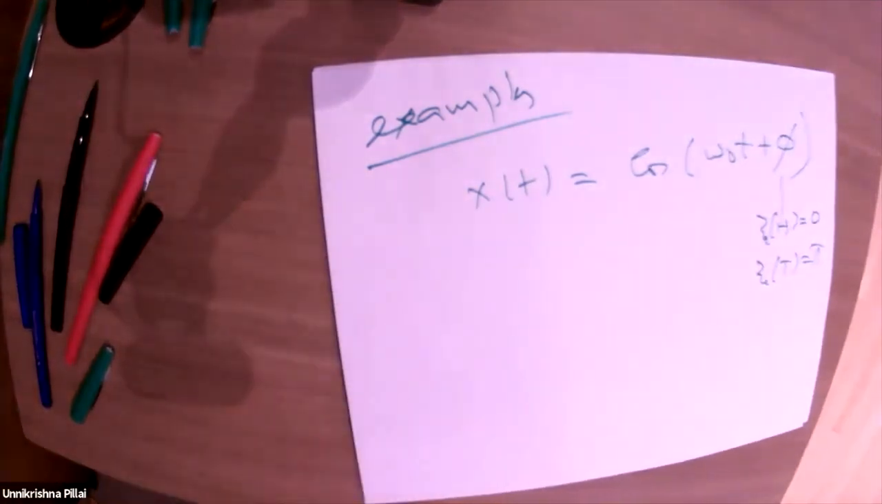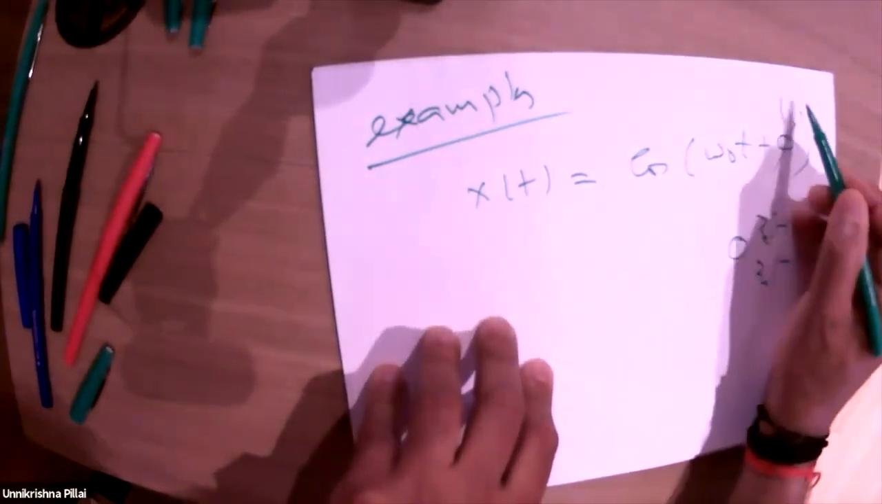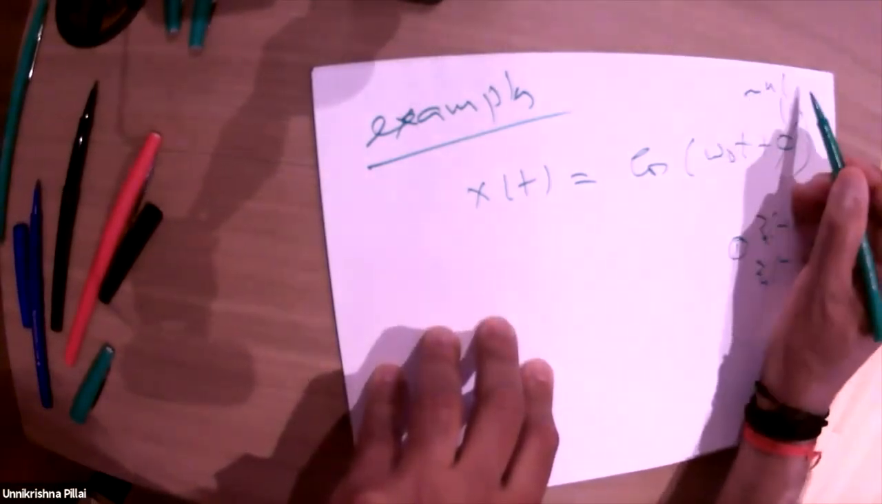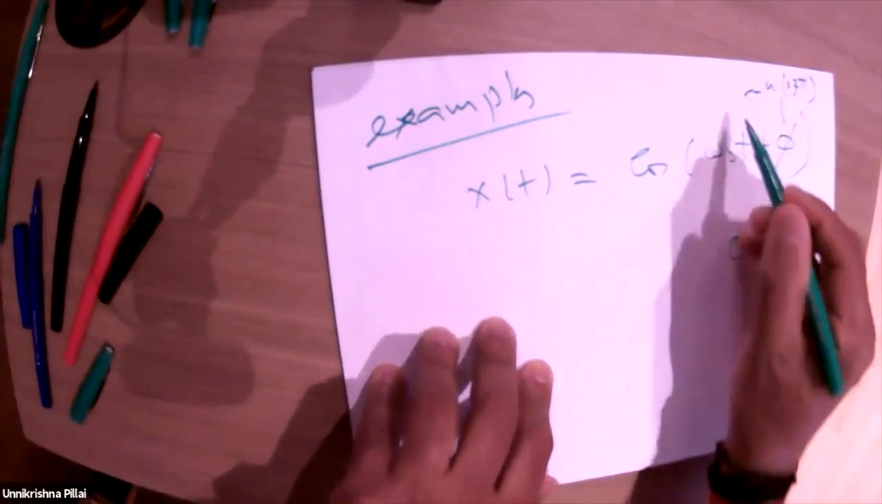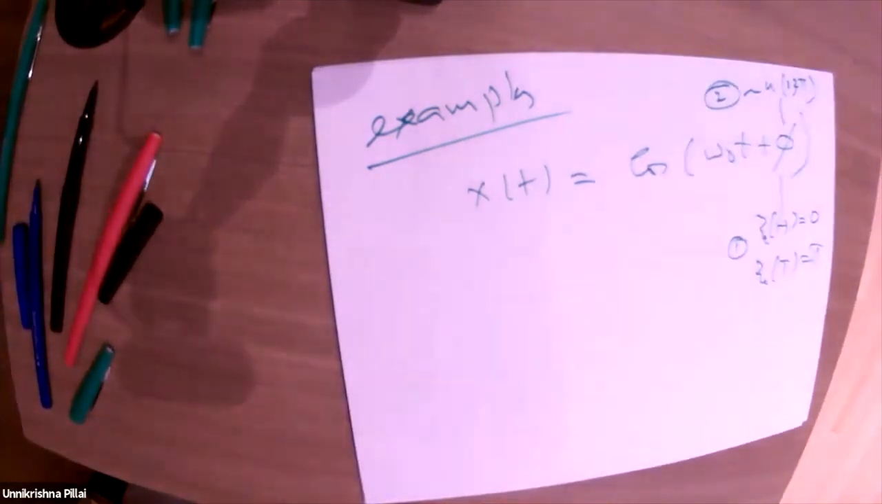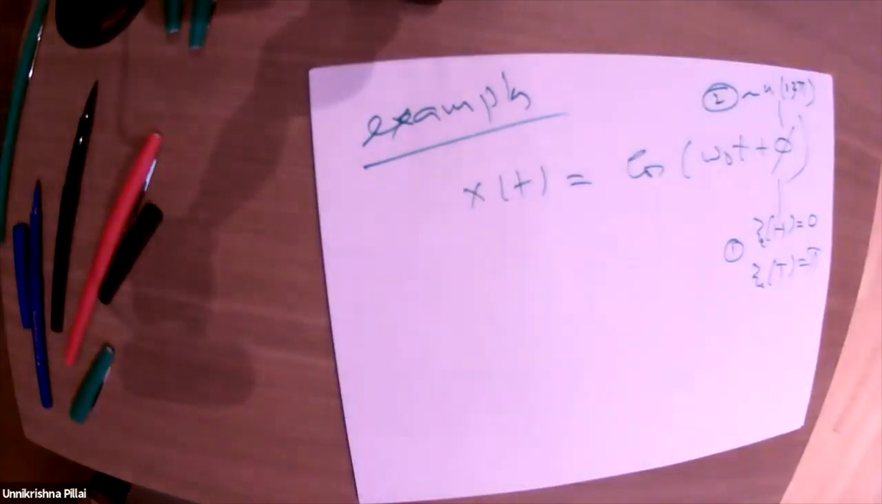So this is a simple stochastic process with two realizations. We are tossing a coin. If it is head, we put the phase to be zero. If it is tail, it could be pi. So you get two waveforms. This is one example. Another example is where the phase is a random variable which is uniform in 0 to 2 pi. This is the second example. So this is even simpler, and this is a little more involved.